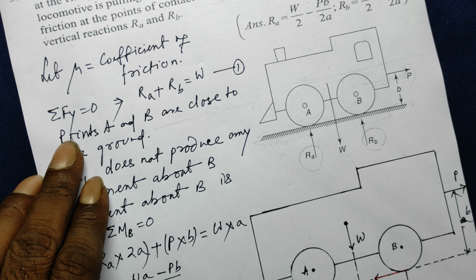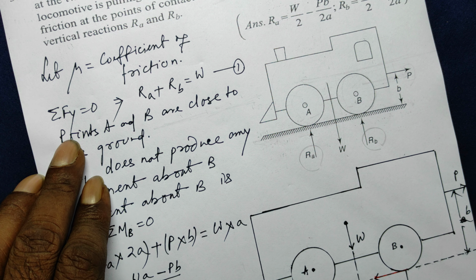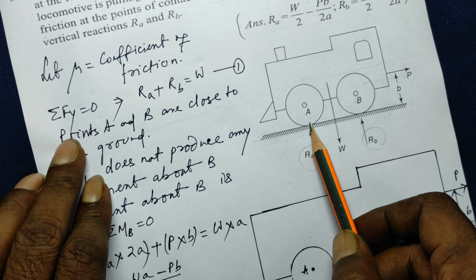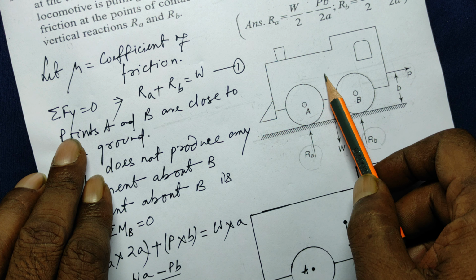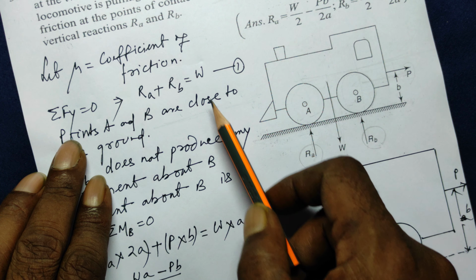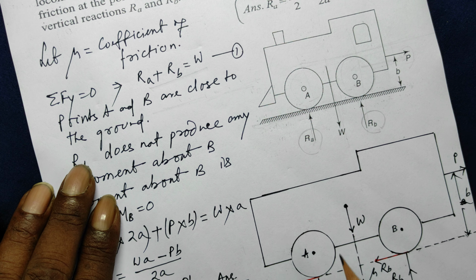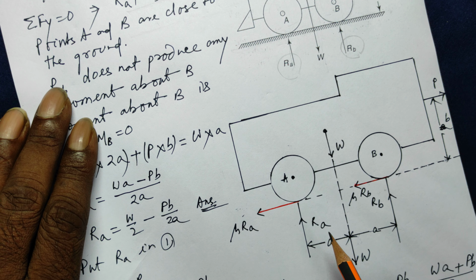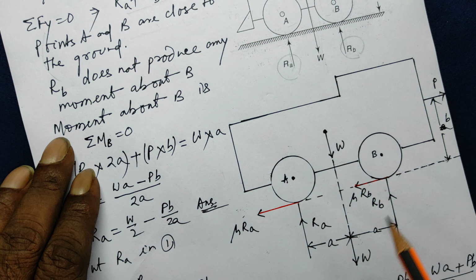Now let us balance the forces along the y-axis. Reactions RA and RB at points of contact A and B are pointing to this side. W is opposite to that. So for equilibrium, RA plus RB will be equal to W. Now what you have to assume here is that the points A and B are very close to the ground. Why I have considered them close to the ground, I'll explain to you here.